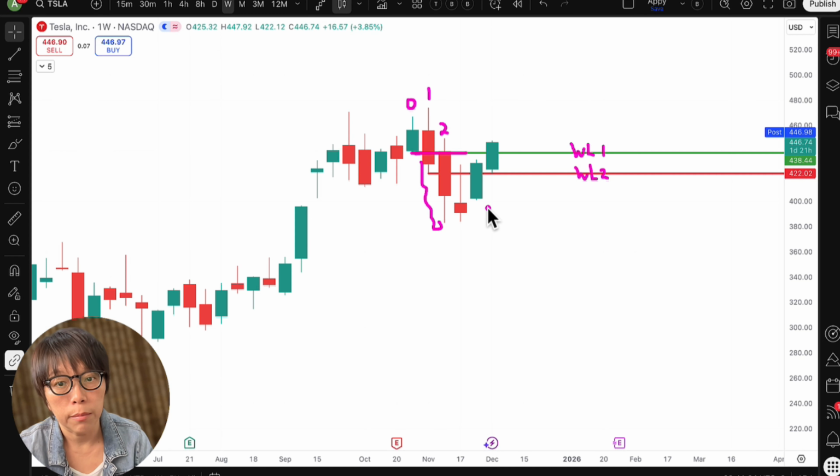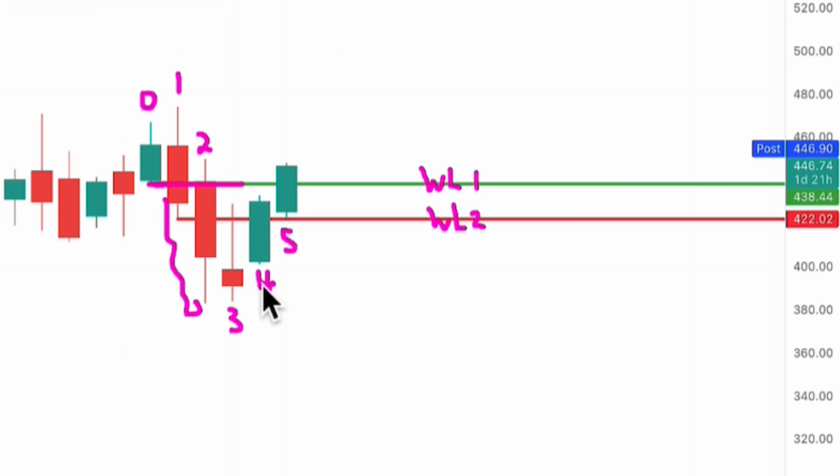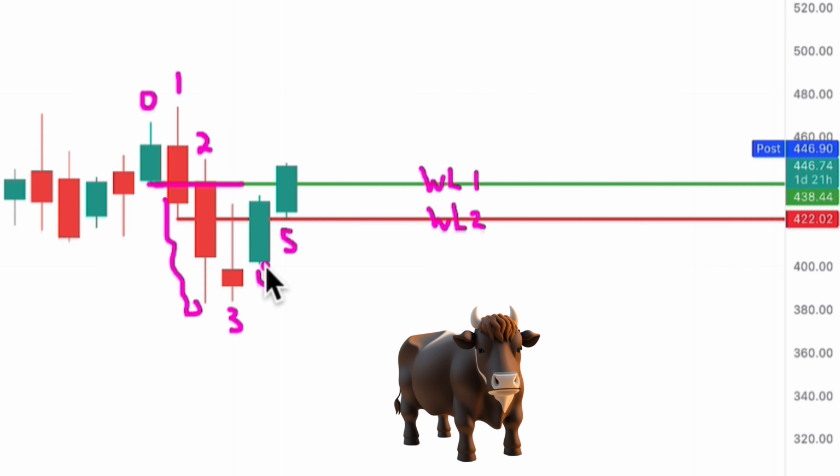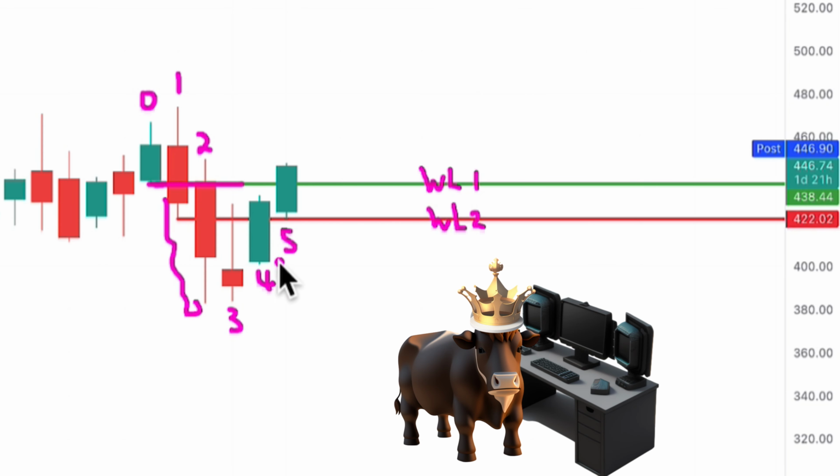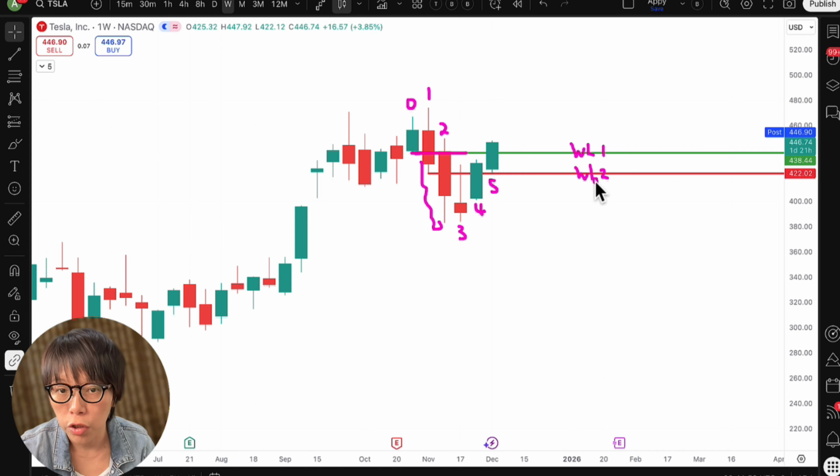However, we saw that something changed at candle number 3, let me put candle number 3 here, and this is 4, and then this is the current candle, which is number 5. Something changed at candle number 4 because it traded higher than wash line number 2. This seems to suggest that the bulls, who are buyers, are now in control and have gained the upper hand, because they were able to trade higher than wash line number 2.